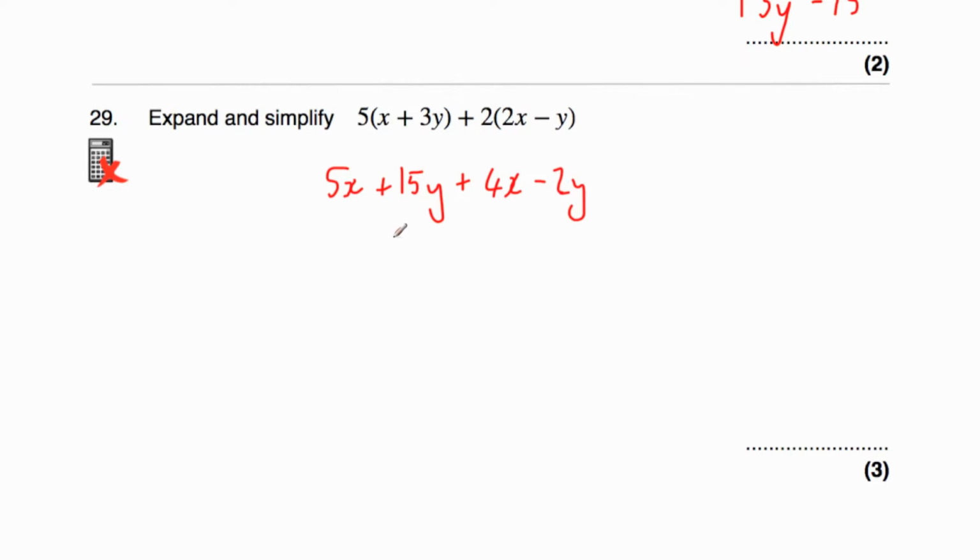Now we need to collect our like terms, so let's add our x's together. We've got our 5x plus 4x, and 5x plus 4x is 9x. Now in terms of our y's, we've got 15y, take away 2y, and 15y, take away 2y would be 13y. So the answer would be 9x plus 13y. Okay, let's have a look at our next question, question number 30.